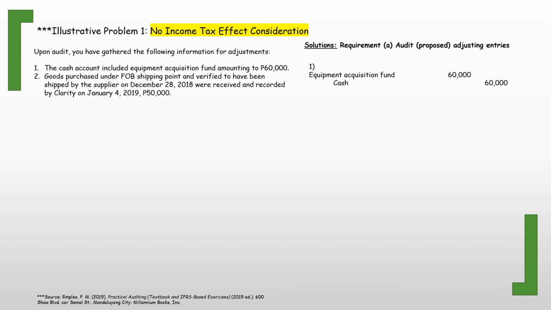Number 2, goods purchased under FOB shipping point and verified to have been shipped by the supplier on December 28, 2018 were received and recorded by Clarity on January 4, 2019, costing 50,000. Our adjusting entry is debit purchases, credit accounts payable, 50,000. The goods should be recognized because the term is FOB shipping point. The ownership is transferred upon shipment.